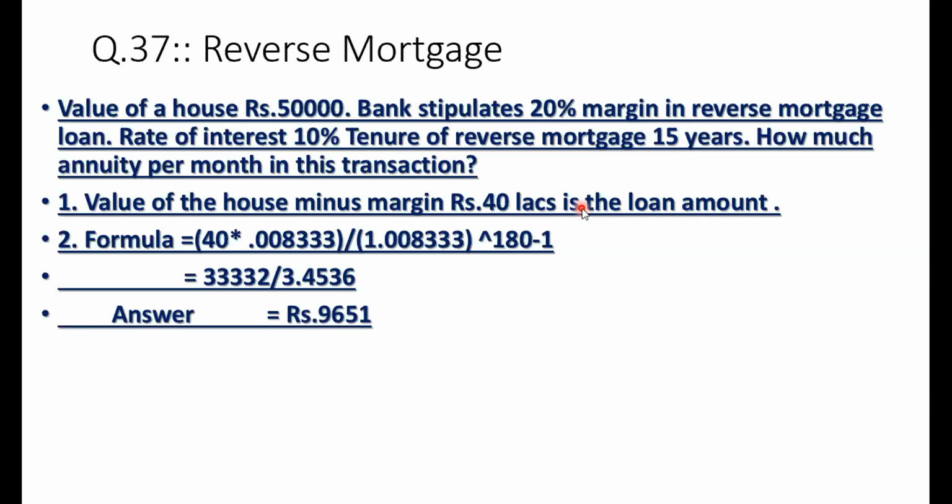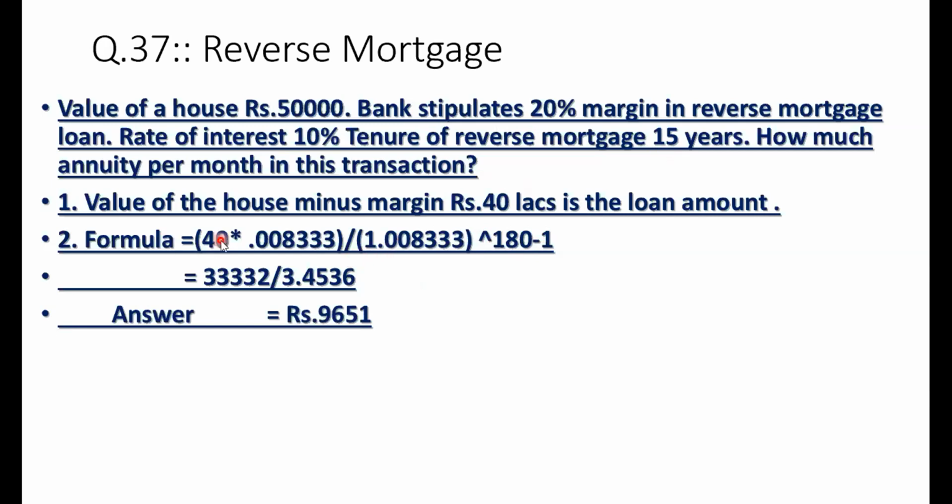Every month you will get 9,651. You apply, strictly you will get this. But carefully you have to calculate. You have to note down. At one stroke you cannot calculate. First you have to calculate the formula to the power 180, then minus 1. This is going to be the denominator.